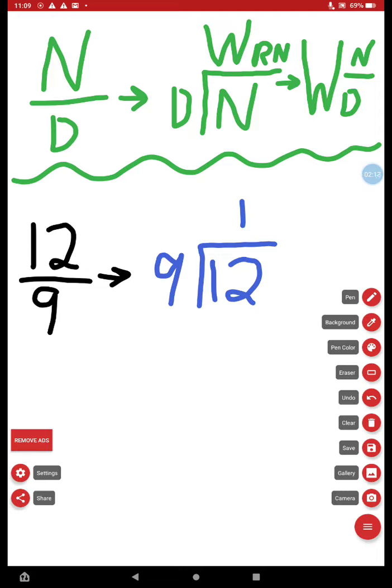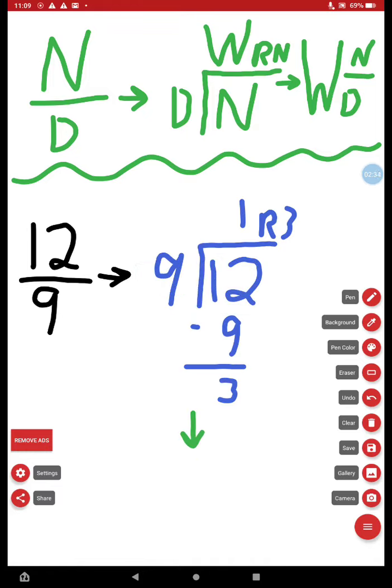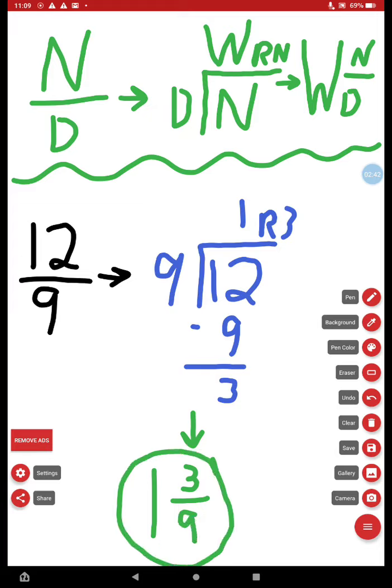And remember, divide, multiply, subtract, and bring down. 1 times 9 is 9. 12 subtract 9 is 3, so you get 1 remainder 3. Now how do I write that all? Look above. My quotient is my whole number. My remainder is my numerator. My denominator stays the same. Okay? So 12 ninths becomes 1 and 3 ninths.